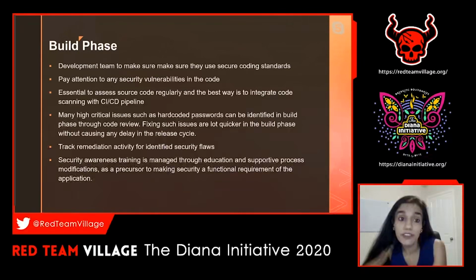Code scanning is really, really important. Many high critical issues, such as hard-coded passwords, can be identified by code scanning right in the build phase. Fixing such issues is a lot quicker in the build phase, without causing any delay in the release cycle. Fixing issues identified in the source code is really, really important because it's low-hanging fruit. You really don't want to miss it because it has a really high potential risk impact.